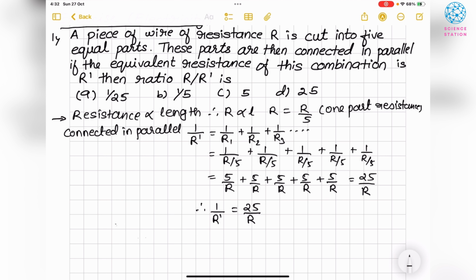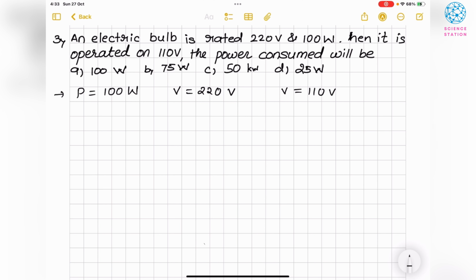25 upon R. So therefore I can say R upon R dash will be equal to 25 upon 1. I have just cross multiplied to get the answer. Now the third question says an electric bulb is rated 220 volt and 100 watt. When it is operated on 110 volt, the power consumed will be how much? So here power is 100 watt, V is 220 volt and V dash equal to 110 volt.